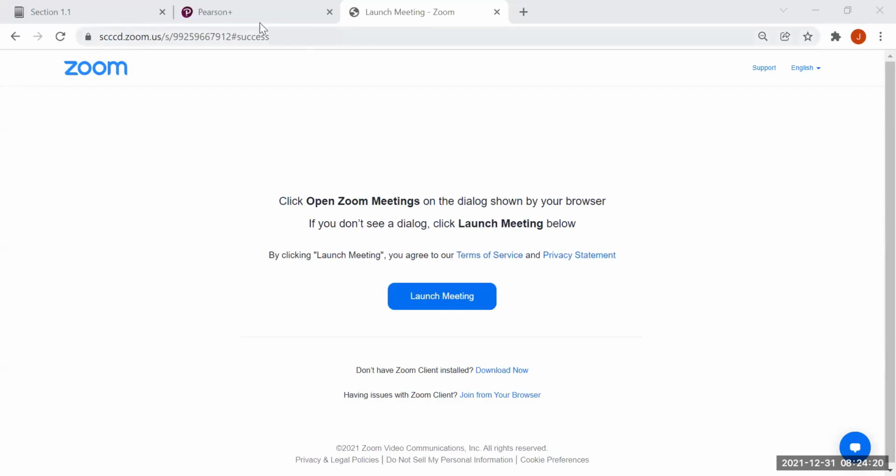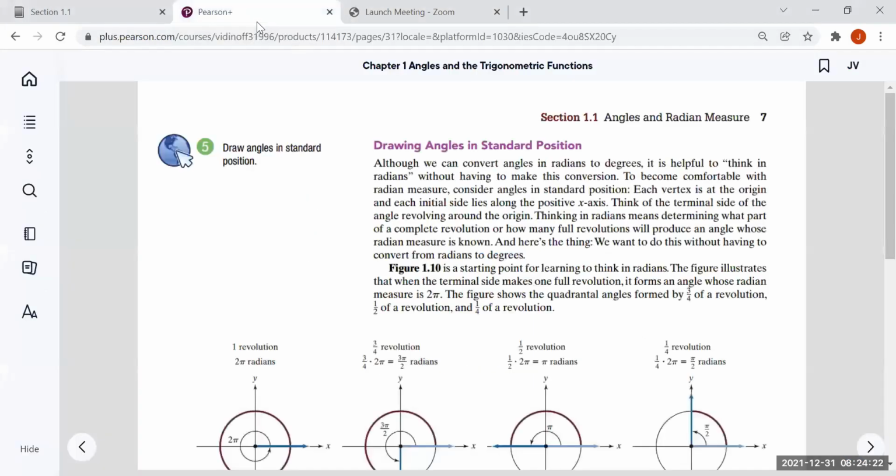Welcome to the second video for section 1.1. What we're going to talk about today is how to draw our angles in standard position.